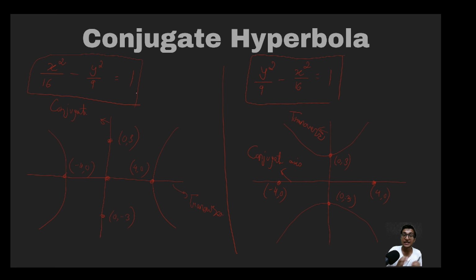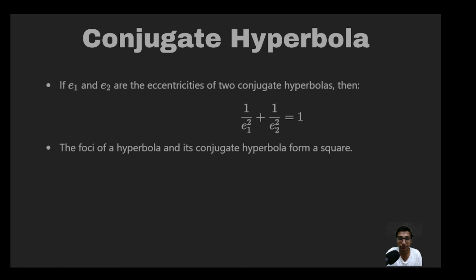Now if you see, there hasn't been much difference in the equation. The only thing is that the coefficient of y square, which was in negative form, has now transformed into a positive one, and the coefficient of x square, which was positive 1 by 16, has now transformed into negative 1 by 16. So that is simply how you write down the equation of conjugate hyperbolas.